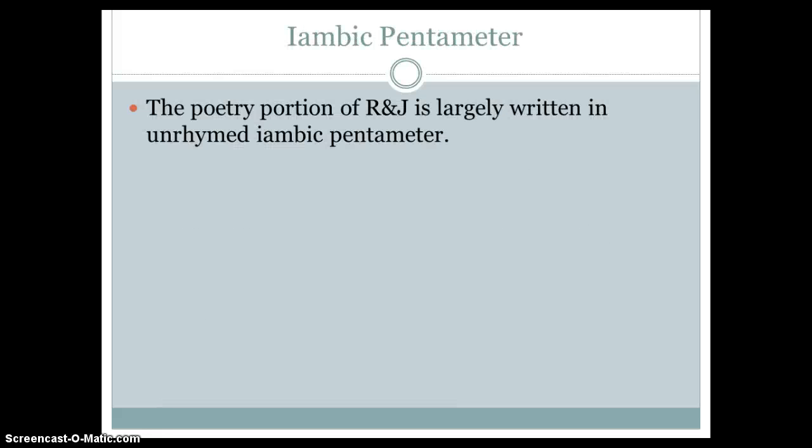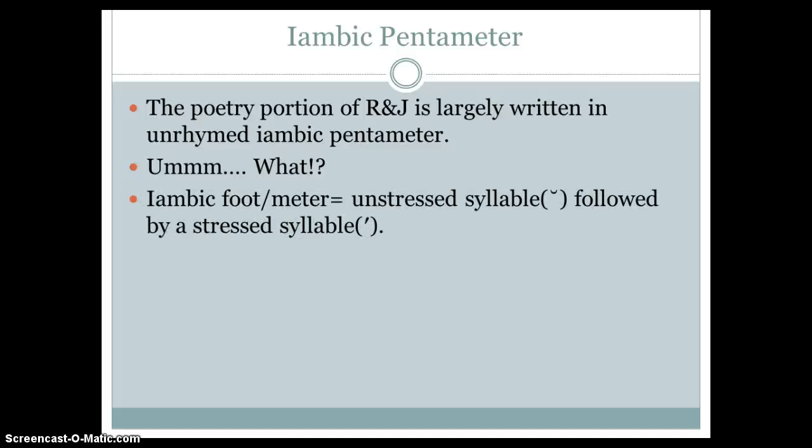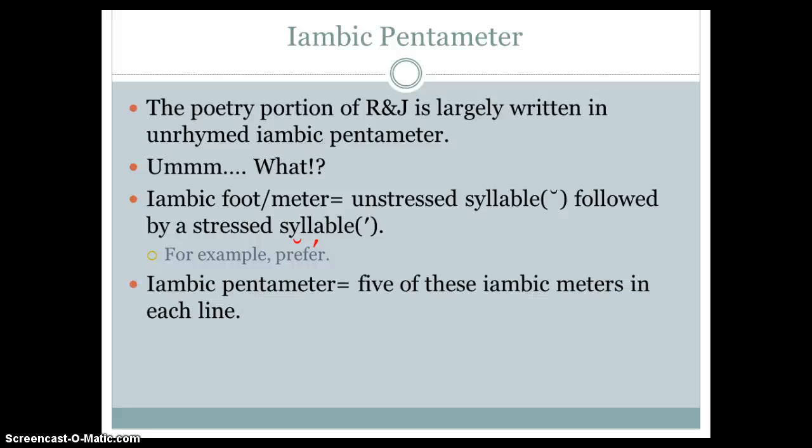Iambic pentameter. The poetry portion of Romeo and Juliet is largely written in unrhymed iambic pentameter. So, what is that? An iambic foot, or meter, is an unstressed syllable followed by a stressed syllable. For example, prefer, it's prefer. Iambic pentameter is 5 of these iambic meters in each line.